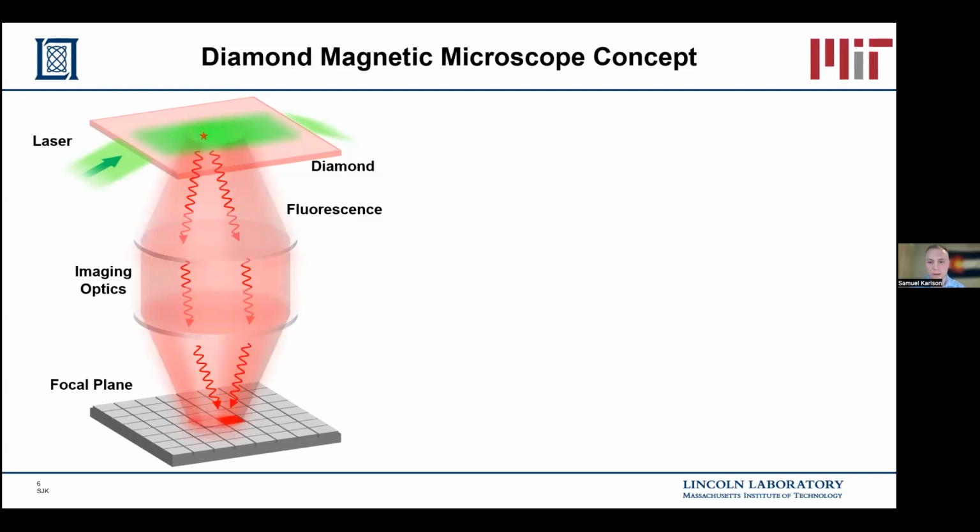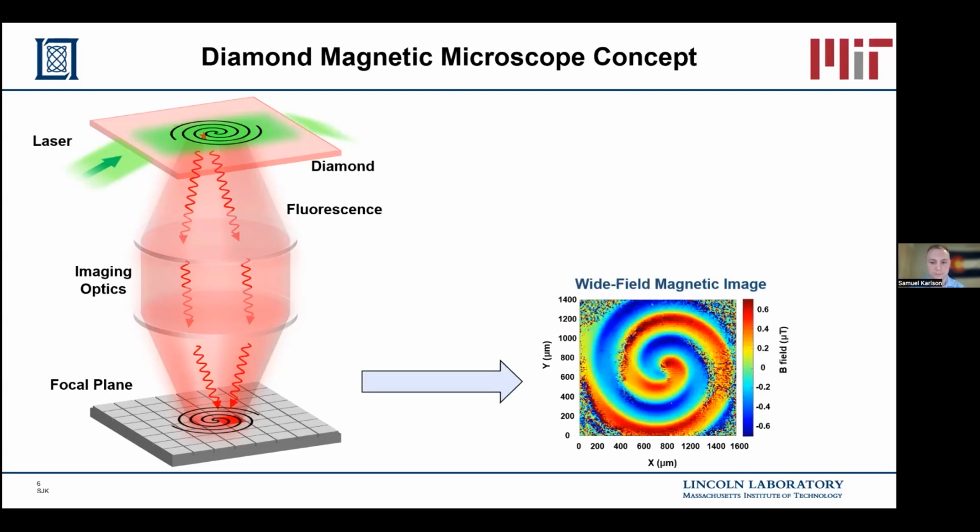And so we place the sample generating a spatially varying magnetic field on top of the diamond. In this case, it's a spiral made of conductive material that we put a current through. The NVs precess at different rates based on the magnetic field strength, and the fluorescence is captured on the sensor, enabling us to map out the wide field magnetic image. This is the magnetic image that we created when we applied a 1 milliamp DC current to the spiral structure.